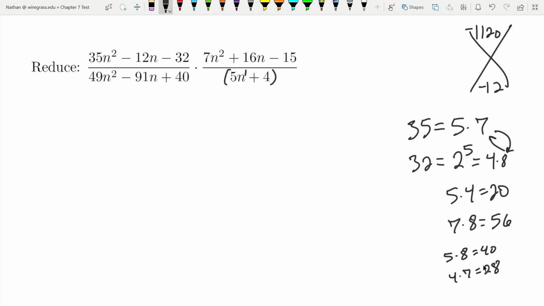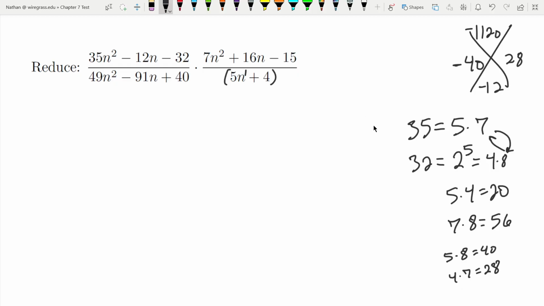4 times 7, just double check my math there. 40 times 28 is 1120. Those are 12 units apart. So 40 and 28 are my numbers. I went negative 12, so it's going to be negative 40 there.